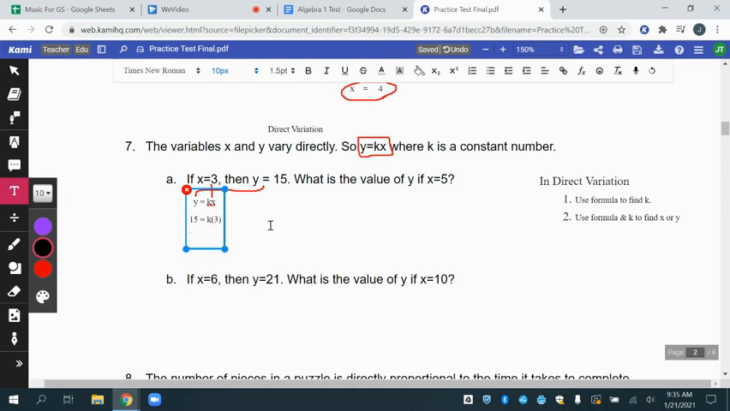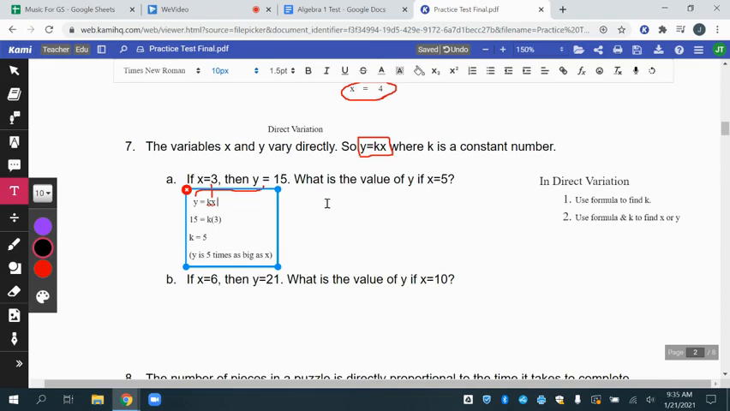Now I'm going to divide by 3, which means K. Well, what times 3 makes 15? 5. K has to be 5. In other words, Y is always 5 times as big as X. You don't have to know that that's what K stands for, but that is what it stands for.